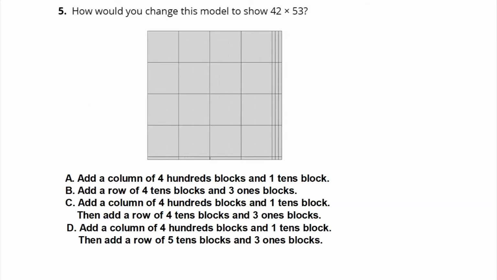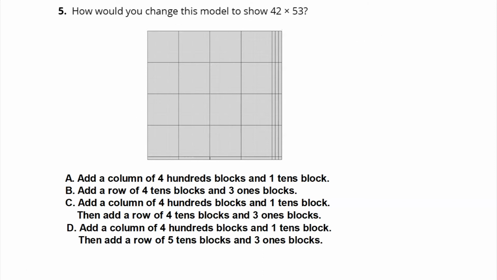Now this is a multiple choice question. They've asked, how would you change this model to show 42 by 53? So the first question we want to ask is, well, what is it showing right now? And what it's showing us right now is across the top we've got 4 tens blocks and 3 ones blocks. So what we've really got there right now is 43 across the top. And what do we have down the side? We've got 4 tens blocks again and a single 1 block.